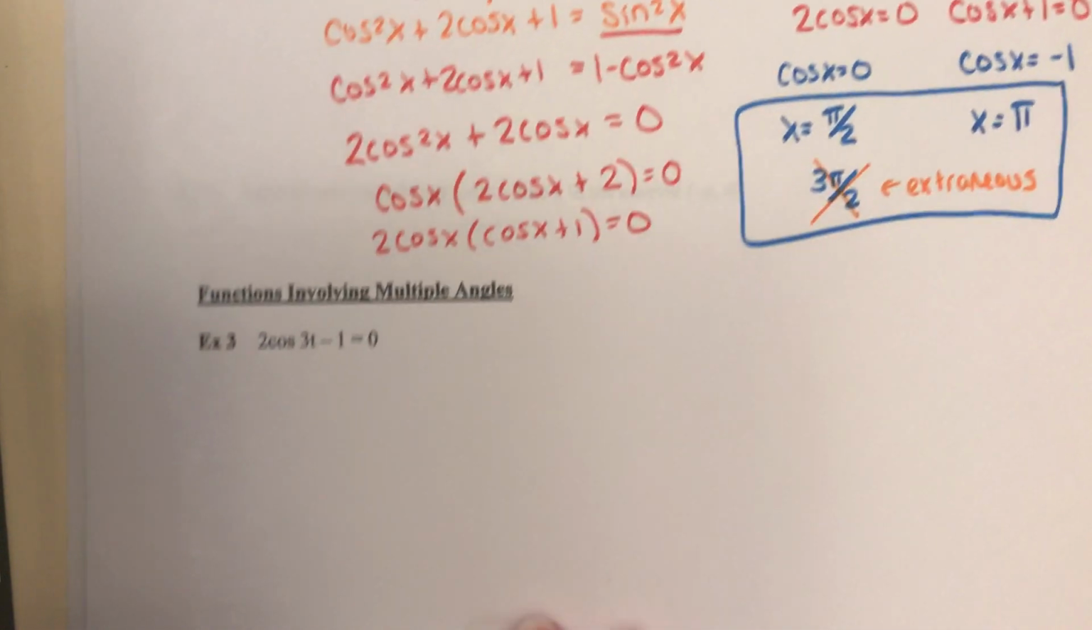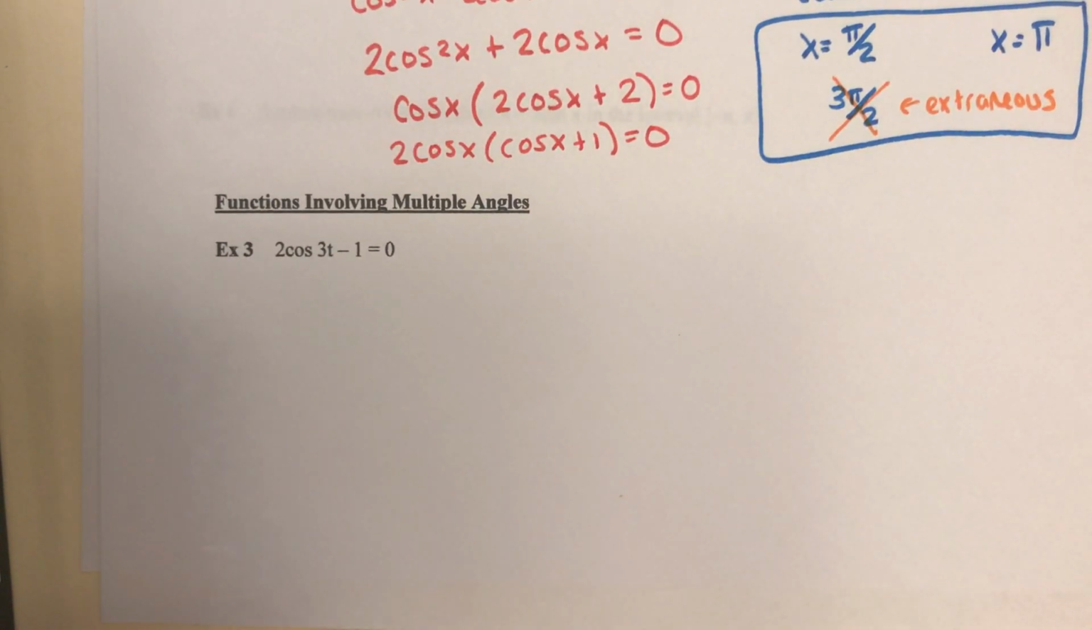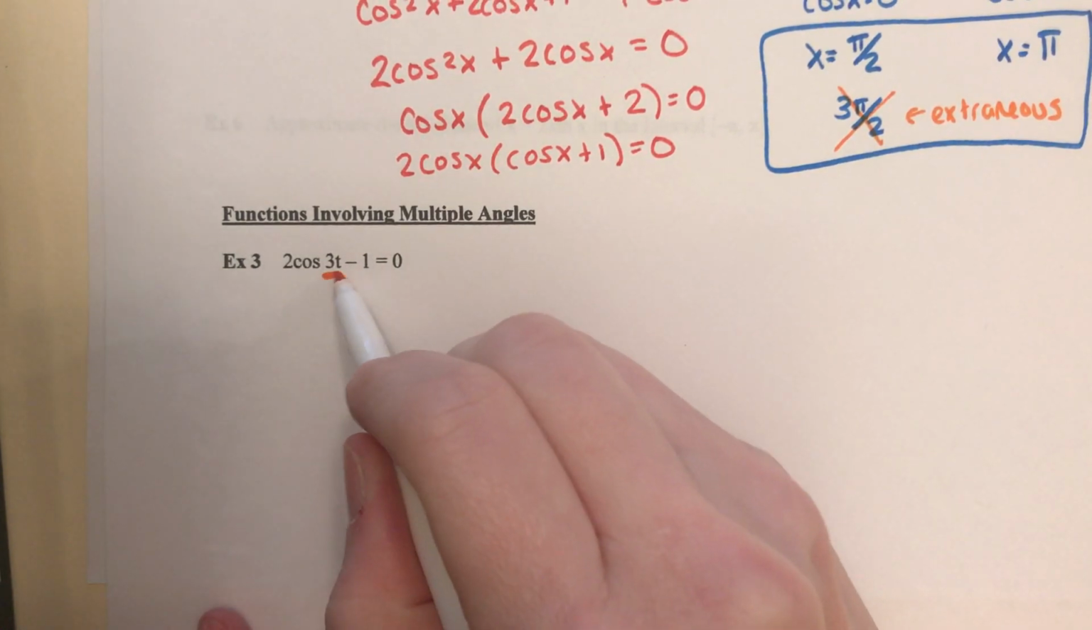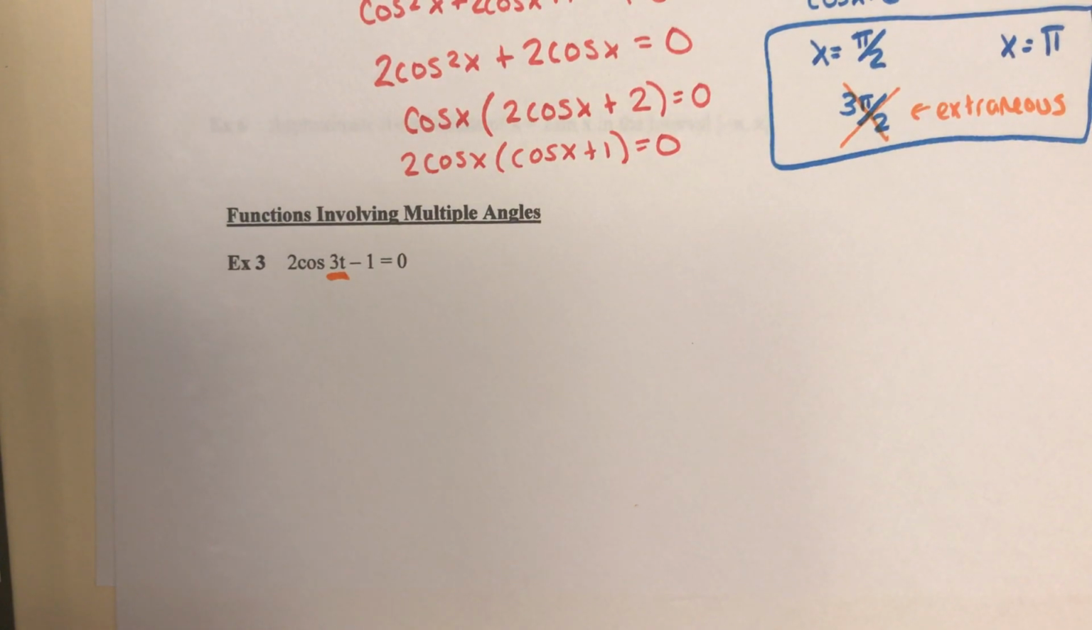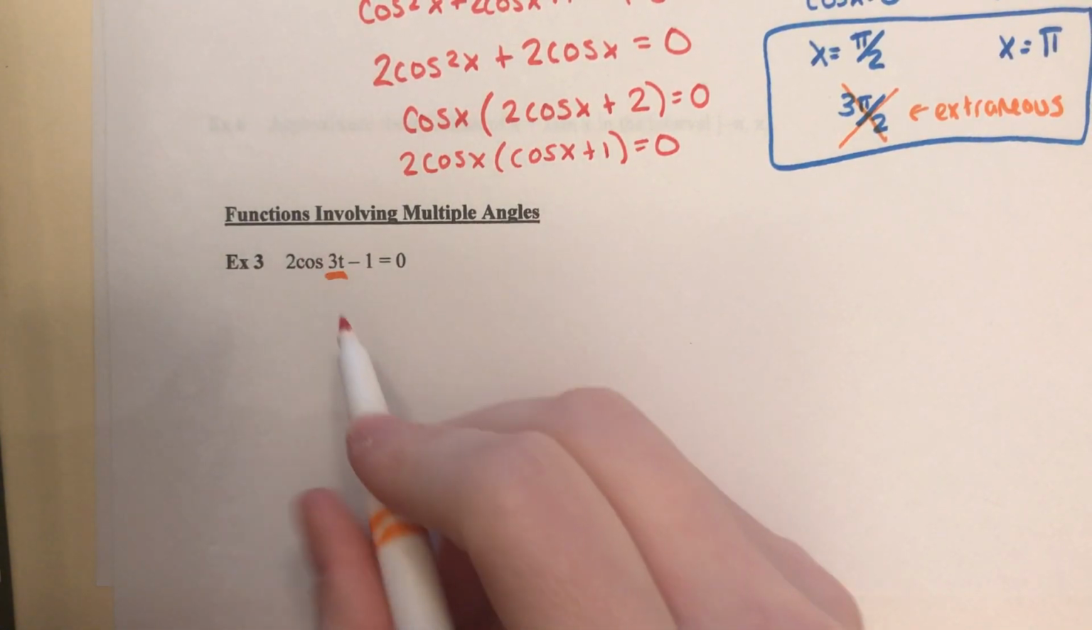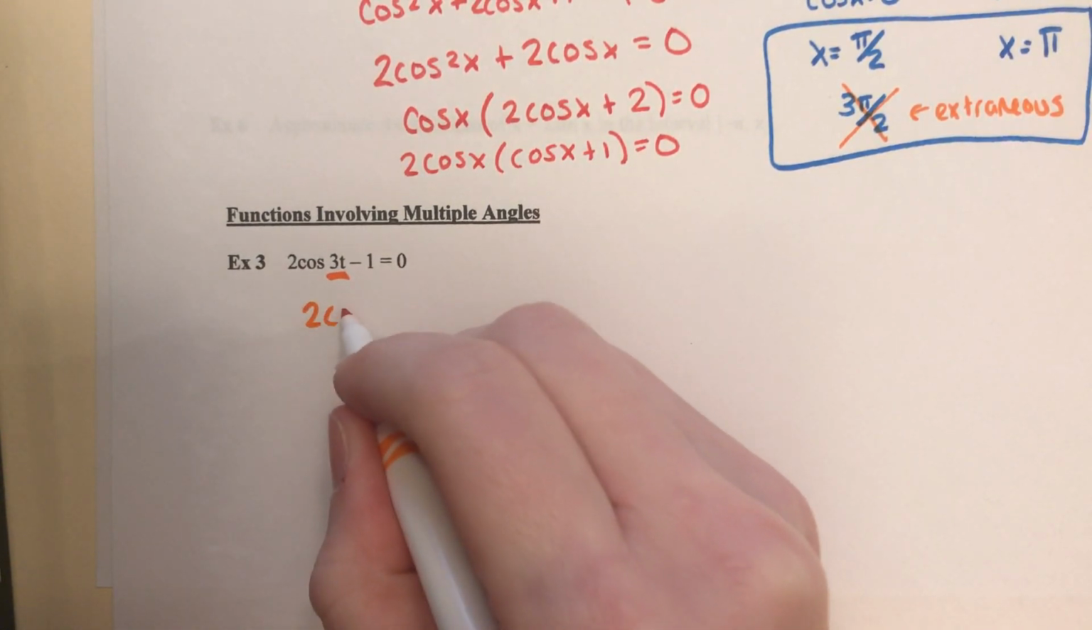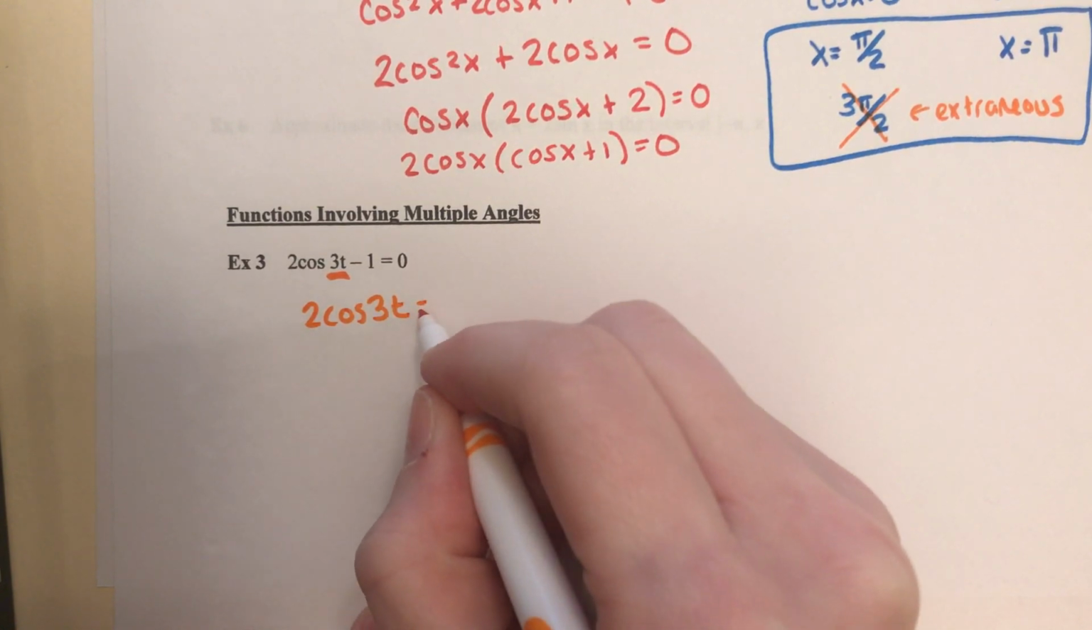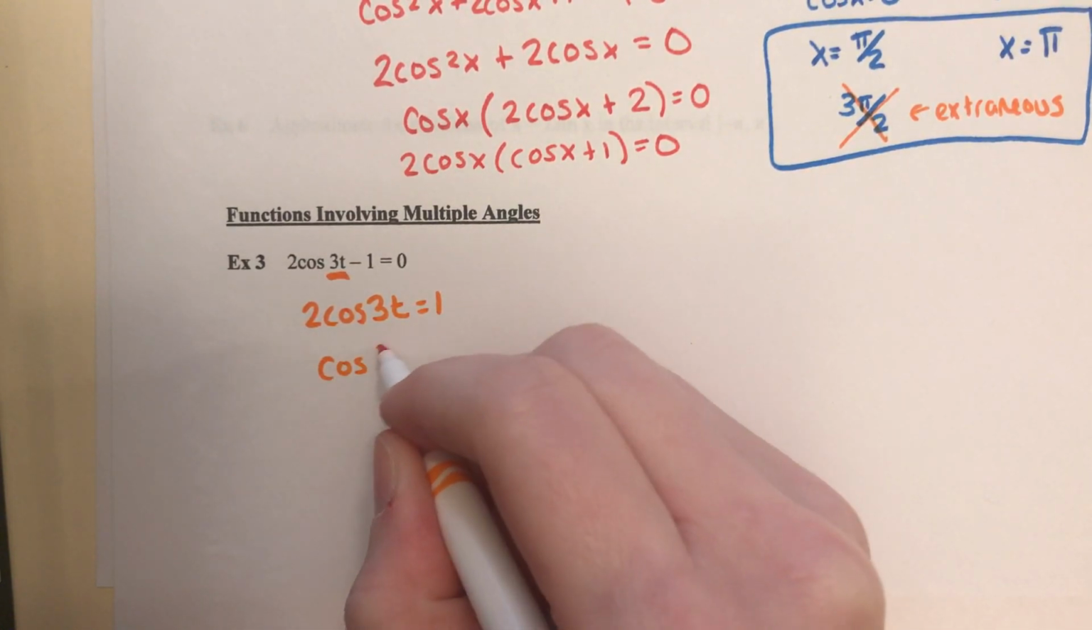Okay, let's go on to number 3. We have 2 cosine of 3t. Now this is the first time we've seen something like this, where we have not just an x, we have a number with our x. And we're going to solve this just like we normally would. So I'm going to get the cosine by itself. So I'm going to add the 1 over, and then divide by the 2.